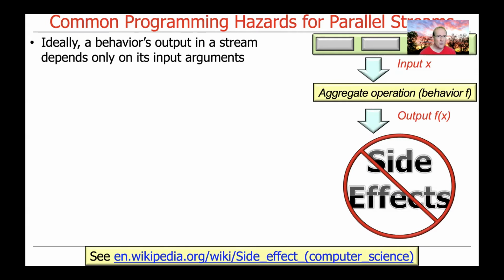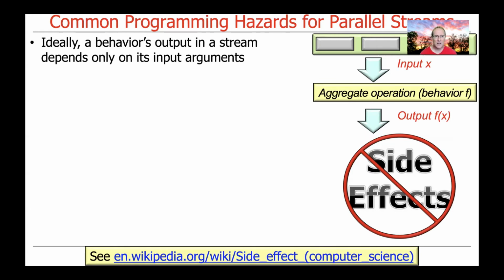So ideally, you would like the behaviors, those method references and lambda expressions that are passed as behavior parameters to the aggregate operations, to depend only on the input arguments. So a fancy way of saying that is that there should be no side effects. That's just the way that we talk about this.